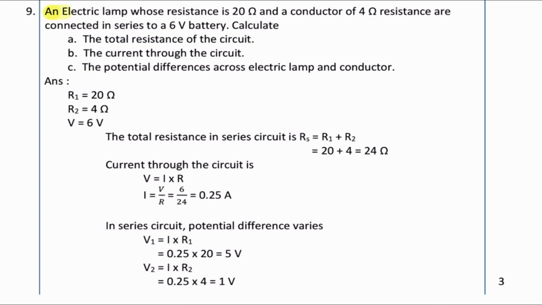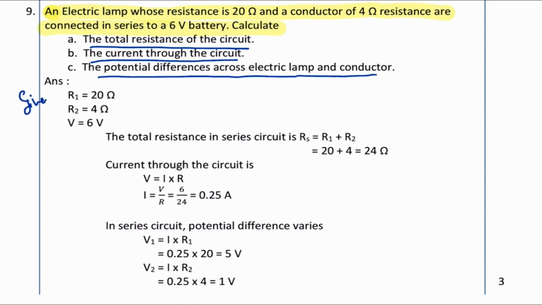Next question. An electric lamp whose resistance is 20 ohm and a conductor of 4 ohm resistance are connected in series to a 6 volt battery. Calculate the total resistance of the circuit, the current through the circuit, and the potential difference across electric lamp and conductor. And the given is R1 is 20 ohm, R2 is 4 ohm, V is 6 volt.